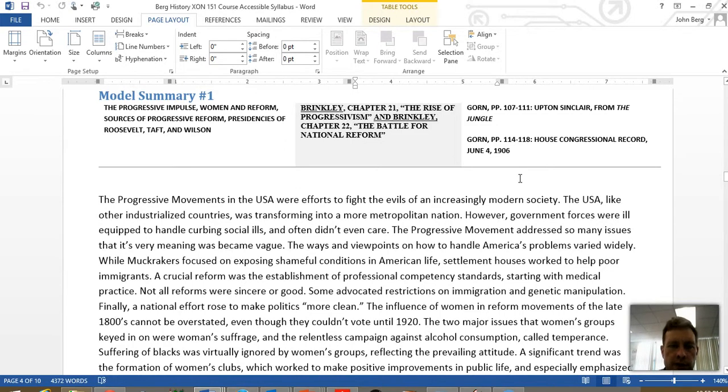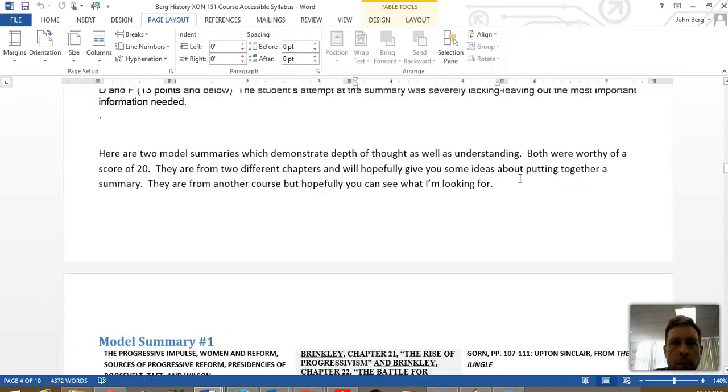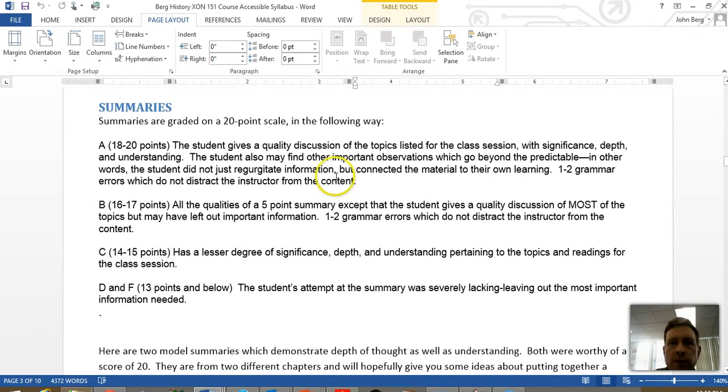to get a 20 on this, you have to address each of the topics and discuss them in depth and detail with significance, depth, and understanding. You may also find other important observations which go beyond the predictable. In other words, you did not just regurgitate information but connected the material to your own learning. 1 or 2 grammar errors are okay as long as you don't distract me from figuring out what you're talking about.